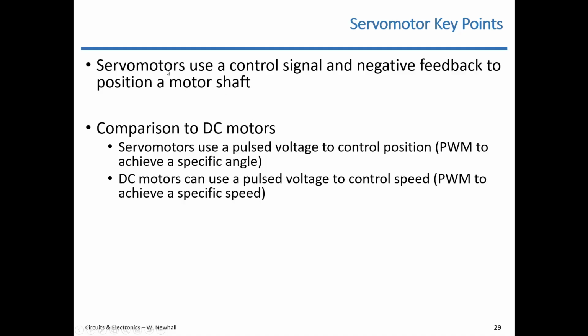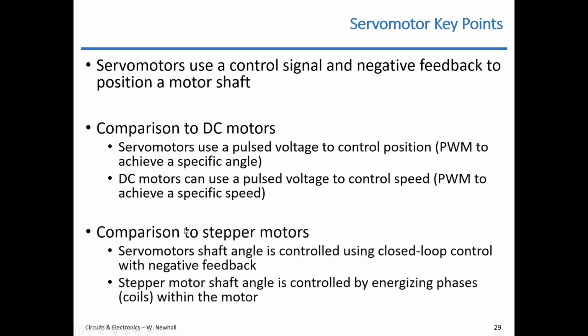And both servo motors and stepper motors can be used to control the position of a shaft. If you compare stepper motors to servo motors, a servo motor shaft angle is controlled using closed loop control with negative feedback. That control loop is trying to minimize the error between a commanded position and the actual position. Whereas a stepper motor achieves a shaft angle by energizing phases or coils within the motor. It's a different type of control to achieve a similar result where you're controlling an angle.